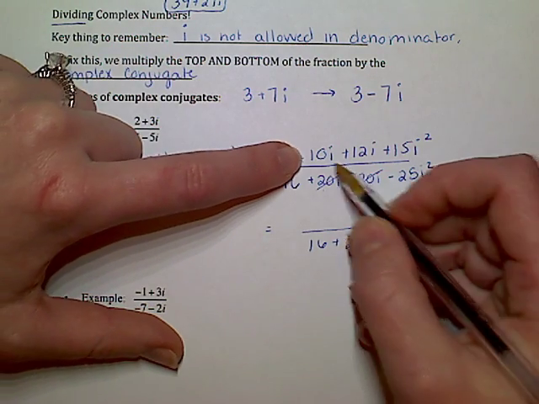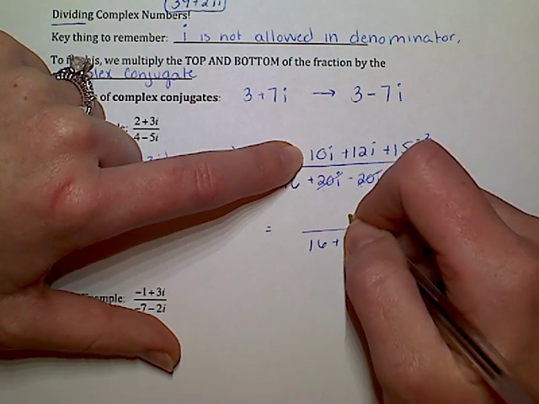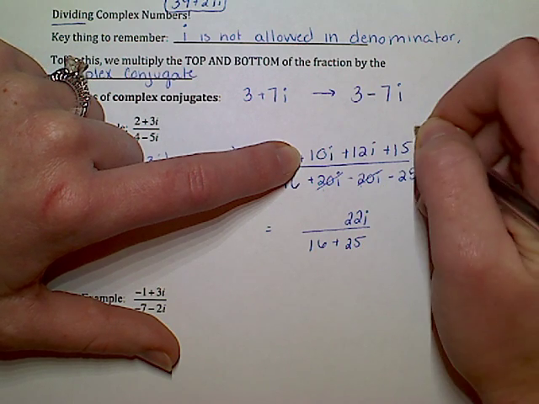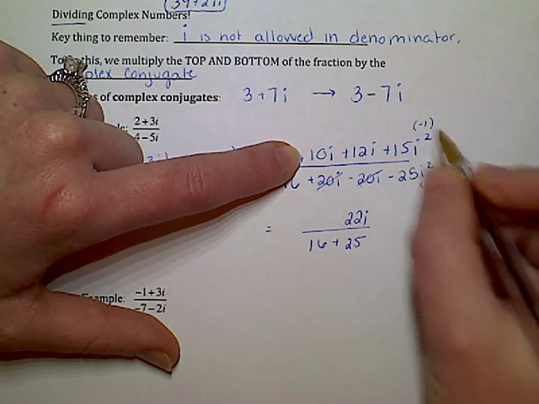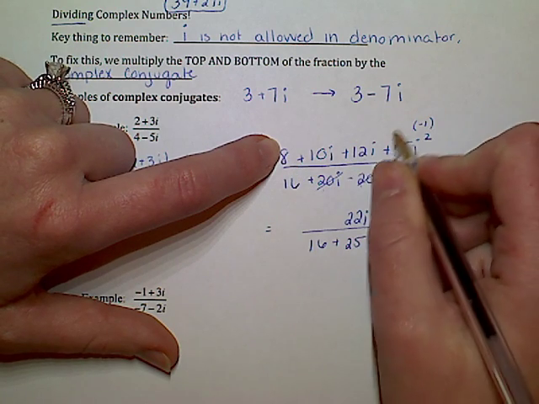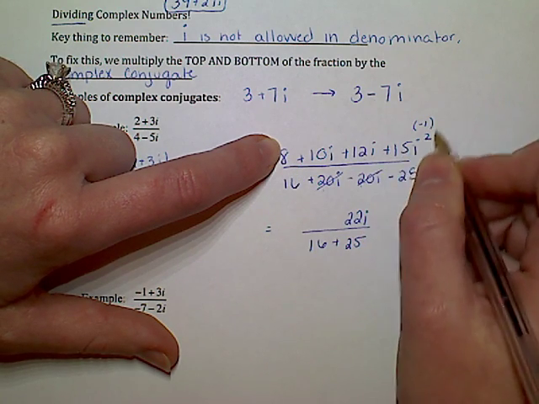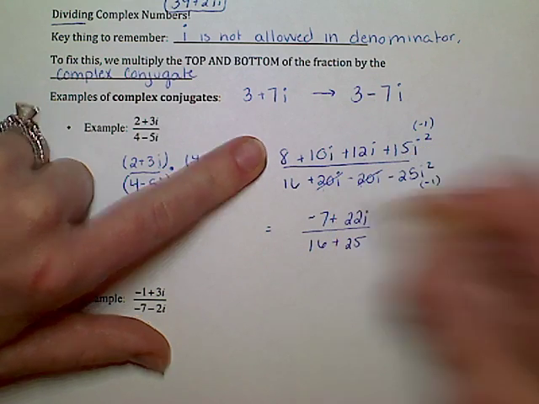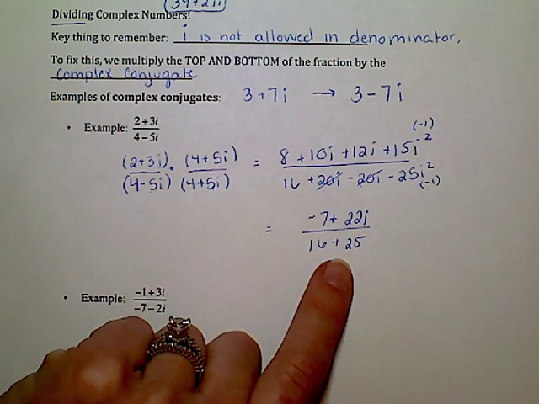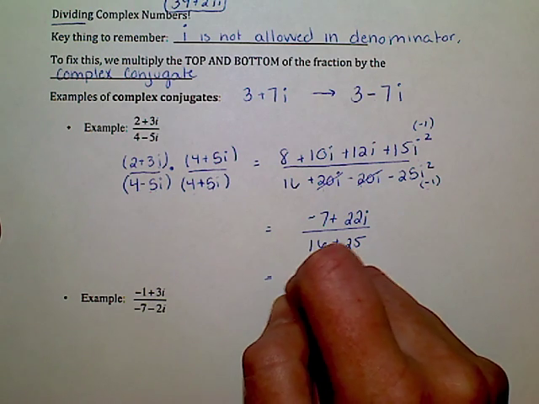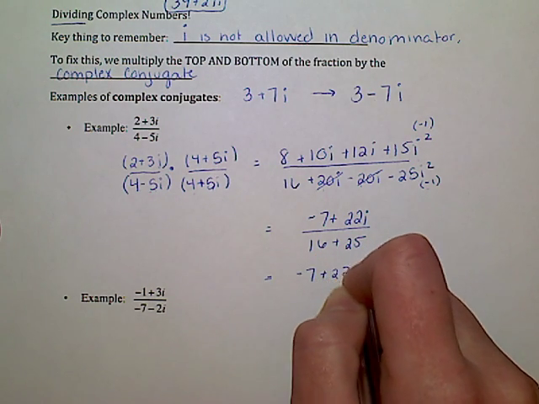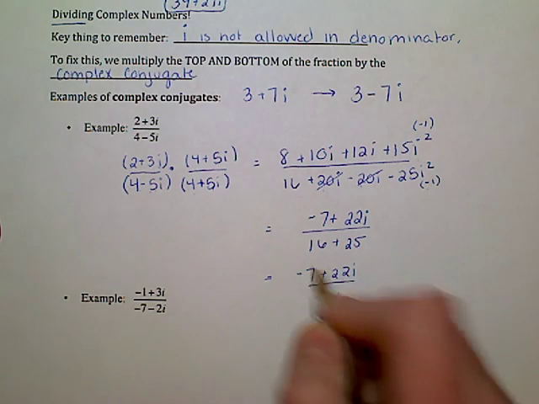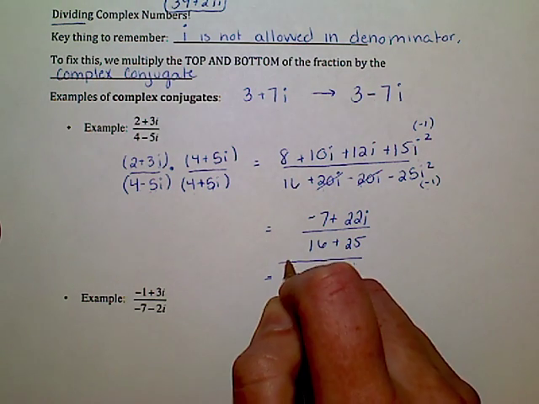On the top, 10i plus 12i, that's 22i. And then 15i squared, remember that i squared is equal to negative 1, so 8 minus 15 is a negative 7. So we're just going to add the 16 and the 25 together, and that gets us 41. And there you got it.